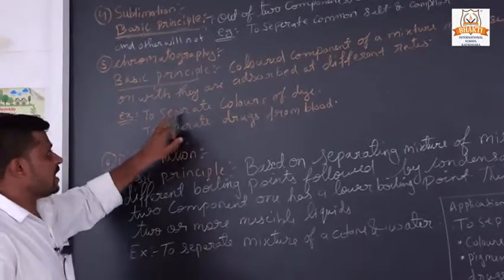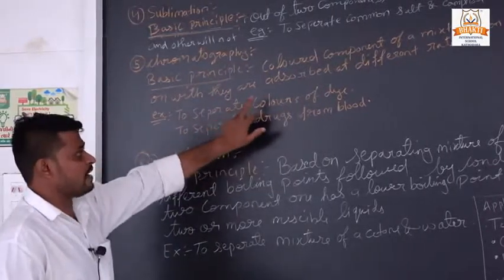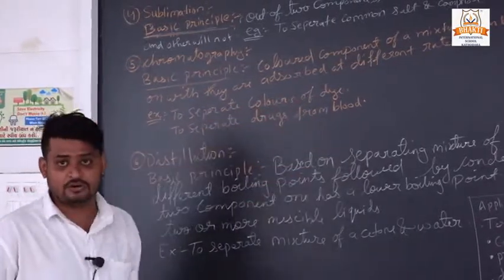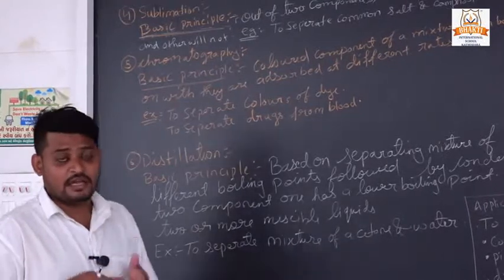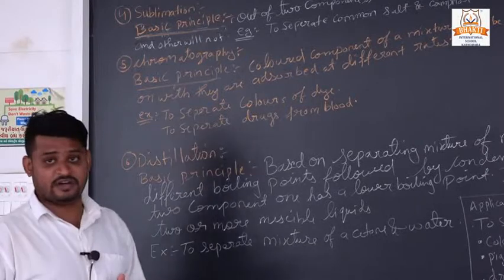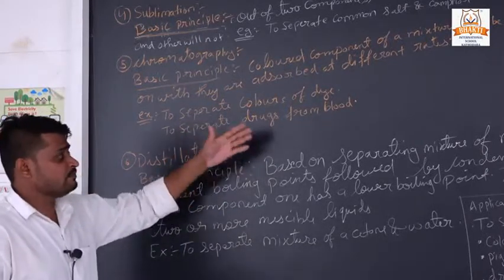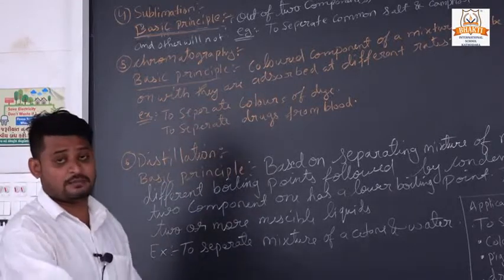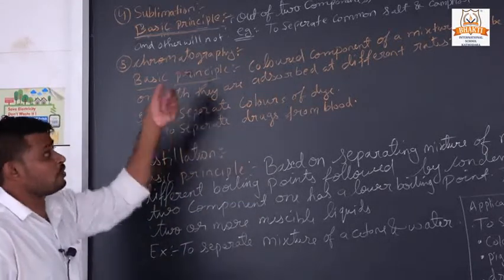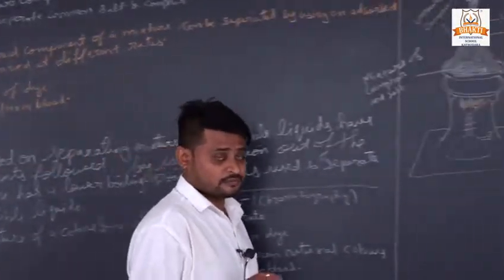The best example is separating the colors of a dye. We know that to make a different color we mix different colors. Also, to separate drugs from blood, meaning to take out drugs in blood, we use the chromatography method. Let's see an example clearly.